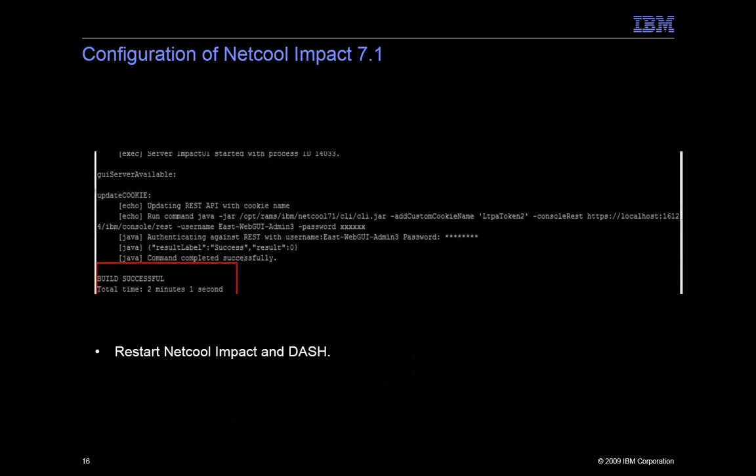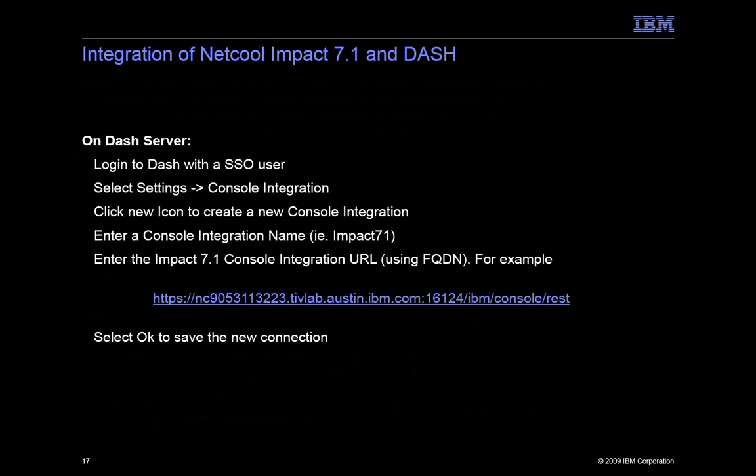Again, I would recommend restarting them both, Impact and Dash. I always like to be safe. Whenever we're making changes and exchanging certificates, I like to make sure the restart will take the new options and it will work. So after you're done with this, restart your Impact GUI and server, and then restart your Dash. Once you do that, now you need to do the integration on the Dash server. So you're going to log in to Dash with your LDAP user.